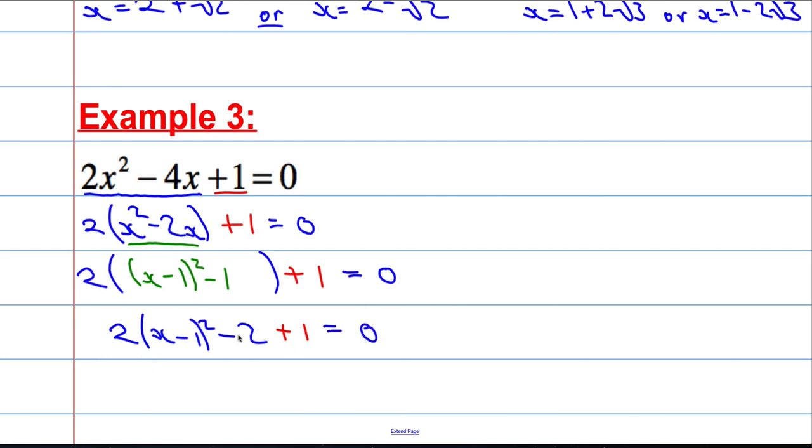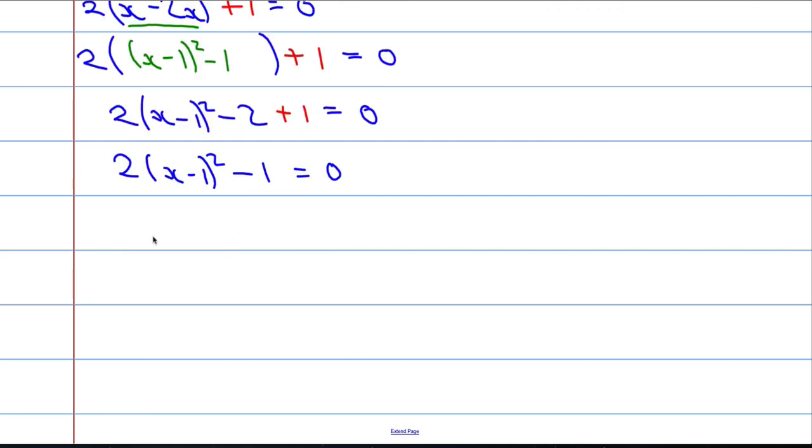Okay, let's start to work towards a solution now. So, 2 times x minus 1 all squared. Tidying this up, we get minus 1 equals 0. And let's continue on. 2 times x minus 1 all squared must be equal to 1. So we added 1 to both sides. Now we're going to divide both sides by 2. And we get x minus 1 all squared equals a half.